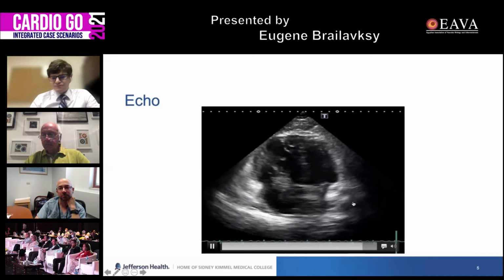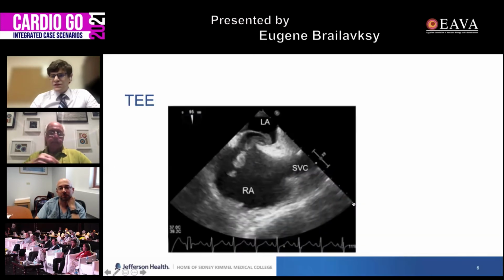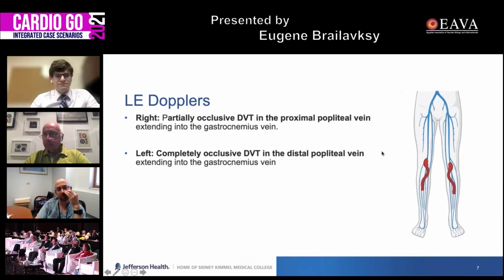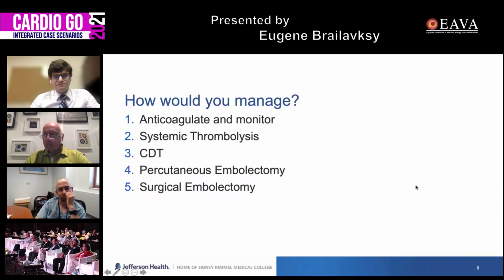This is a TEE that was performed, and again, to orient you: left atrium, right atrium, SVC, IVC. And here you can see a clot or a mass that's straddling the PFO and going across the PFO from the right atrium into the left atrium, which we did not appreciate on the transthoracic echocardiogram. His lower extremity Dopplers revealed residual blood clots at the level of the knee and below, bilaterally.